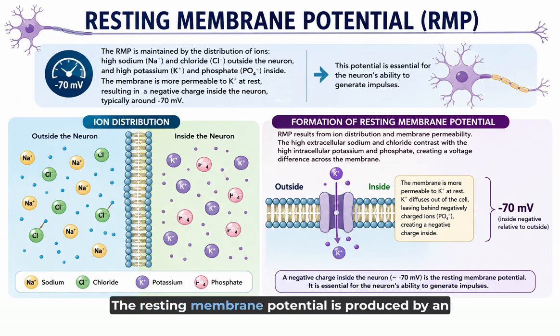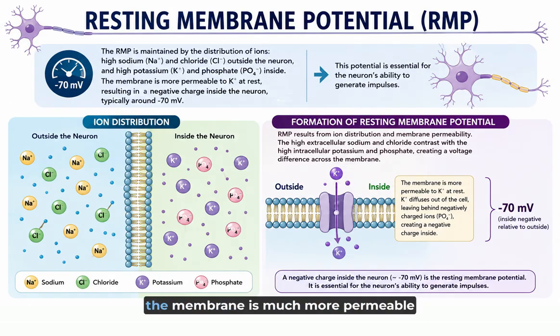The resting membrane potential is produced by an unequal distribution of ions across the cell membrane. Outside the neuron, there are higher concentrations of sodium ions and chloride ions. Inside the neuron, there are higher concentrations of potassium ions and negatively charged phosphate ions. The cell membrane is selectively permeable, meaning that some ions can cross it more easily than others.